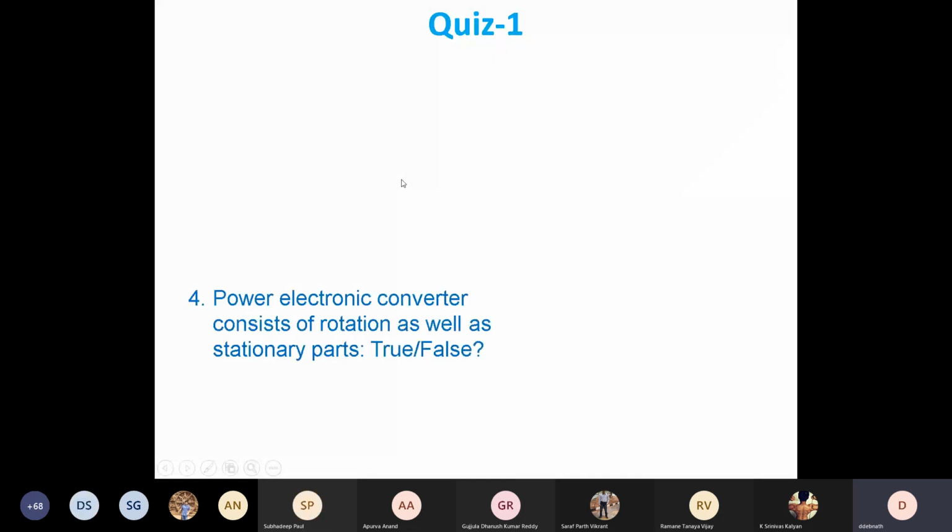Is it visible? Slides, quiz one. Yes, sir. Okay, thank you.